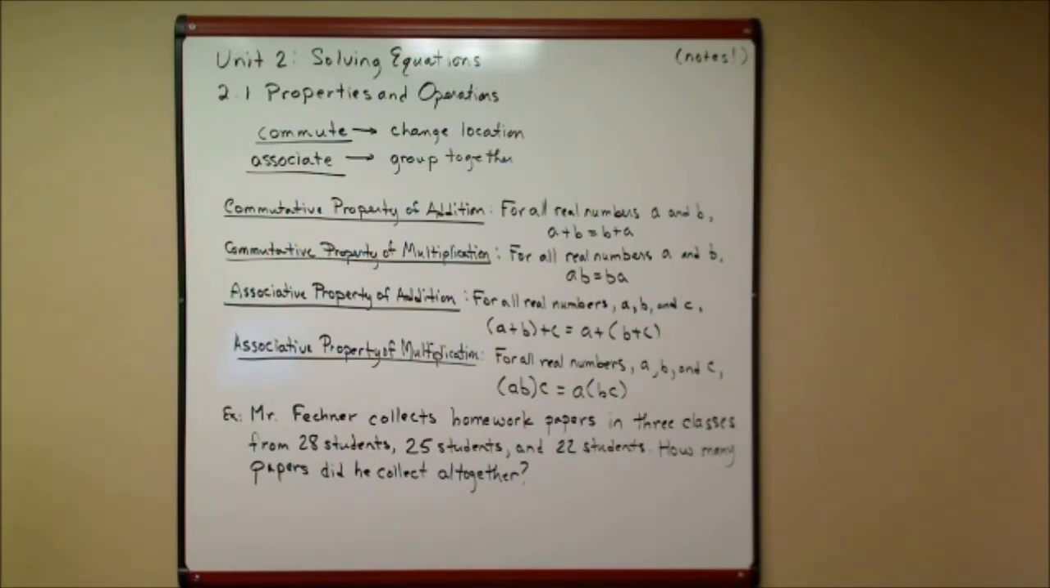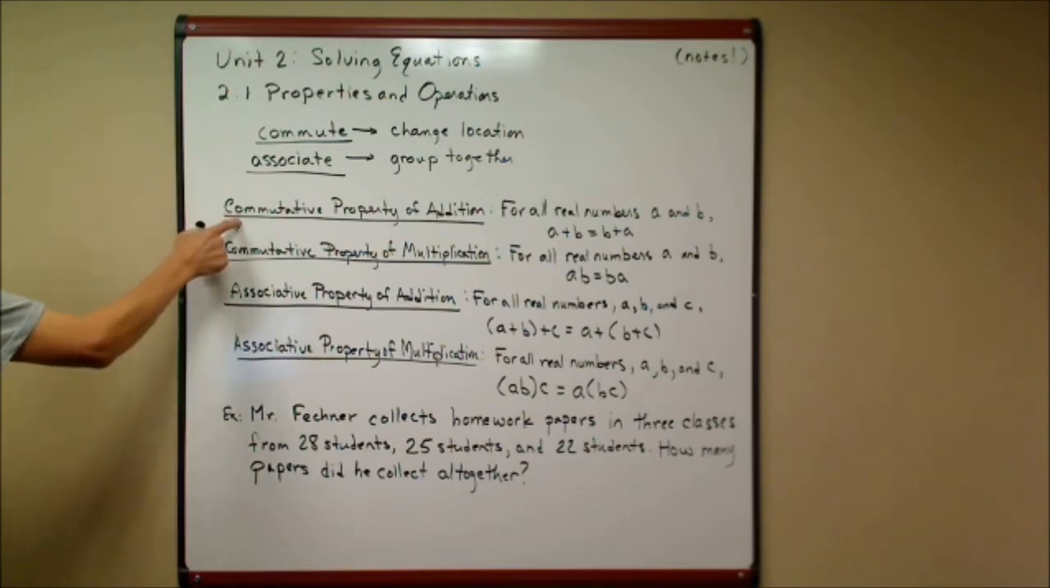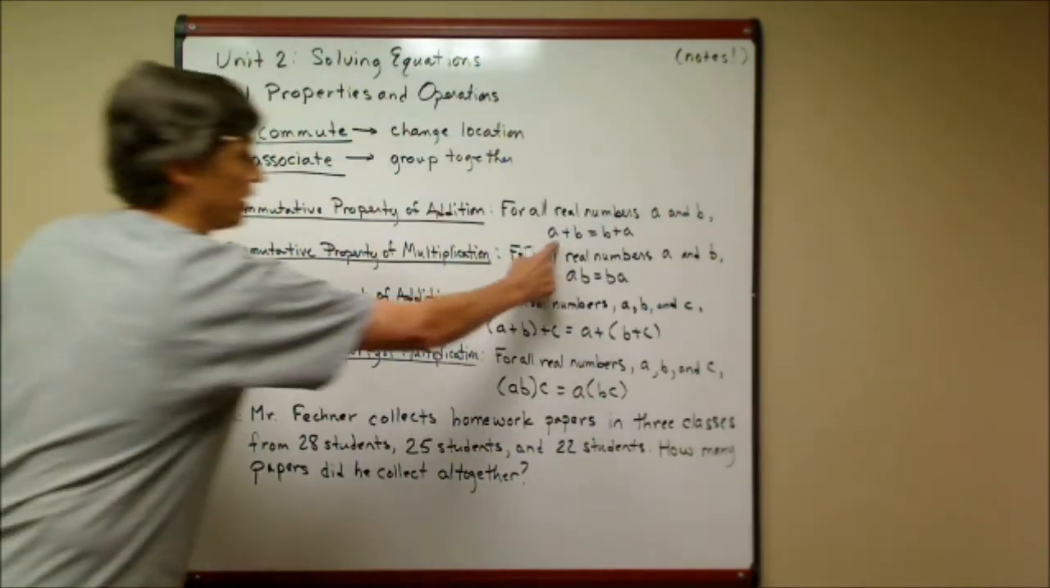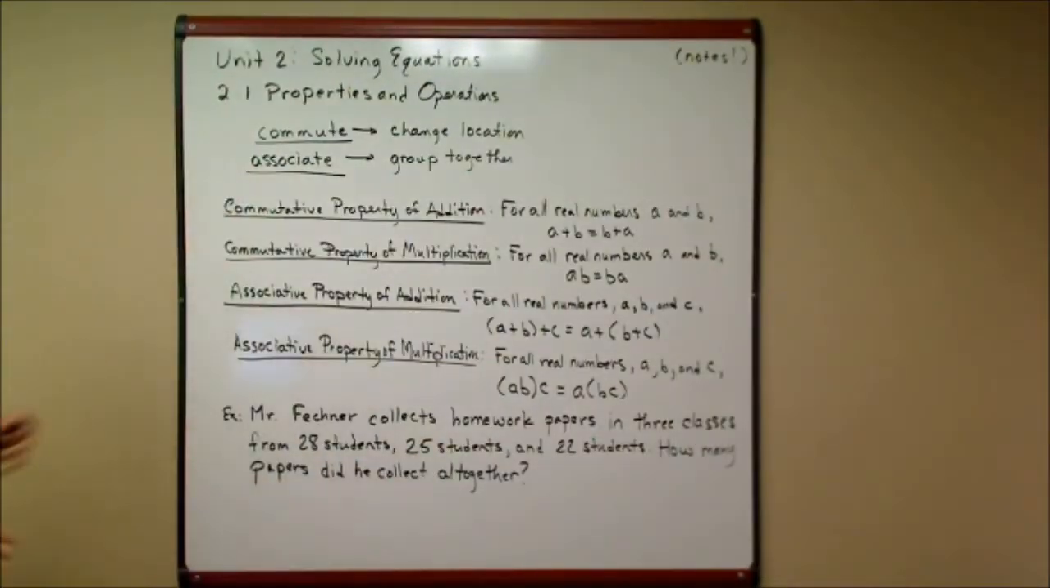Now you can see there are no commutative properties for subtraction, because 7 minus 2 is not the same as 2 minus 7, nor is there a commutative property for division, because 18 divided by 2 is not the same as 2 divided by 18. Those are different values. I remember it this way: CO, commutative, CO, change order. It's changing the order of the two things that you're adding or multiplying.